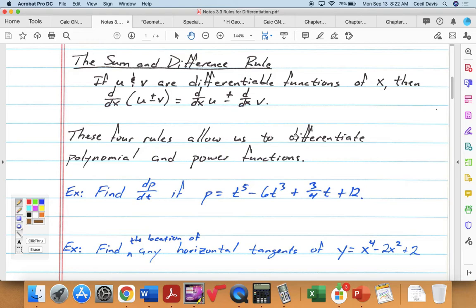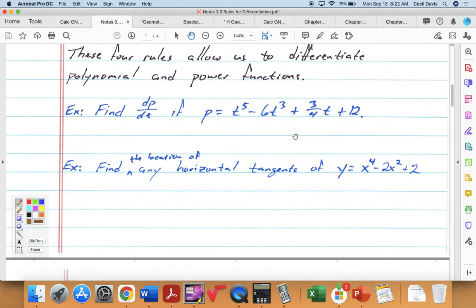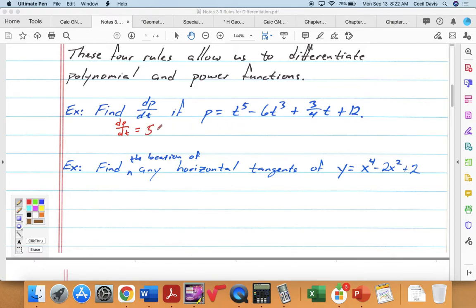The nice thing about this is it lets us do power functions, polynomial functions as well. So, for example, on this one, find dp dt if p is equal to this polynomial function. Well, dp dt would be equal to, for this first term, we can simply use the power function. It would be 5 times t raised to the 1 less than 5, which is 4.